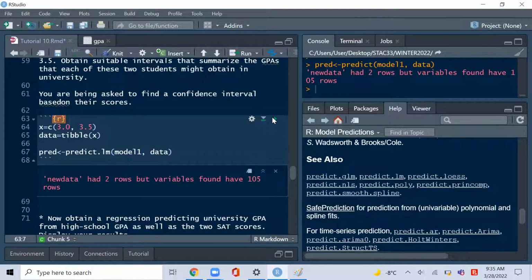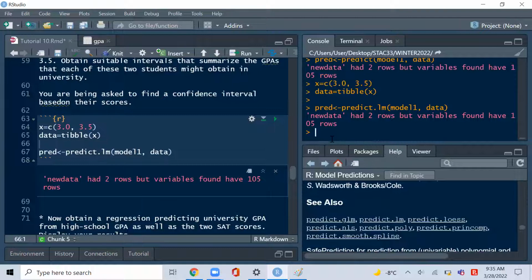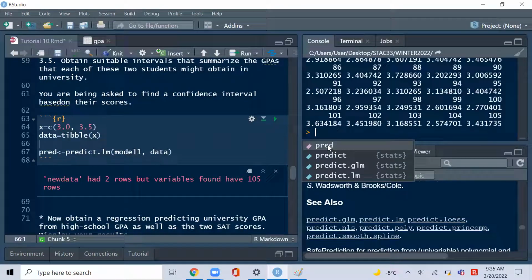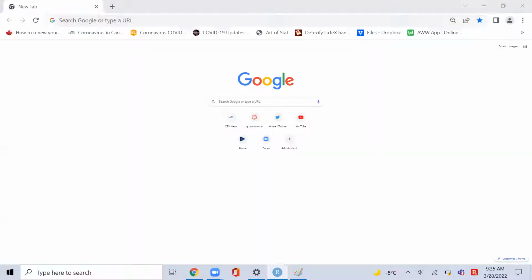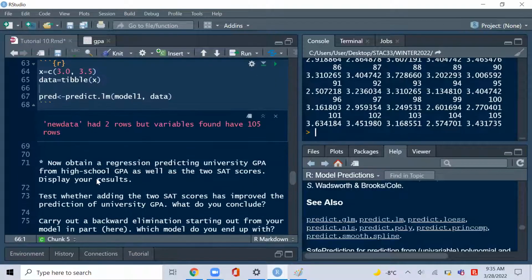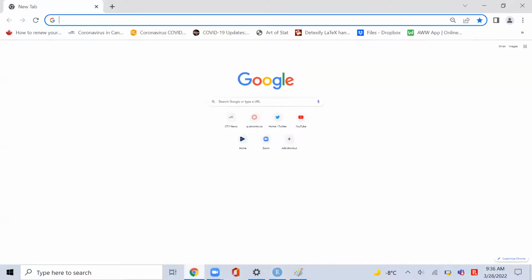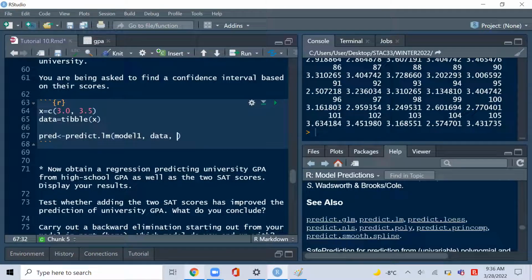Let's see what it does. Yeah, it does the same thing. If I look at the dimension of predict, it gives me everything, so it's not doing what I wanted. I'll have to come back to this. Maybe I'll figure it out from a tutorial. I'll just make a note of what I want to do. The predict function gives you a way to find confidence intervals for every single thing here.